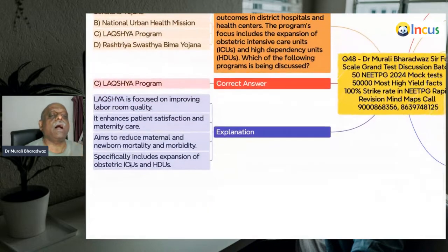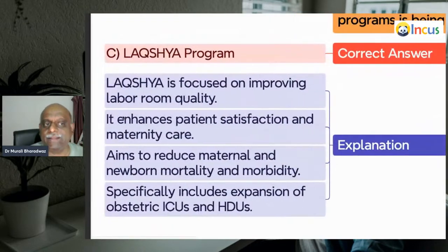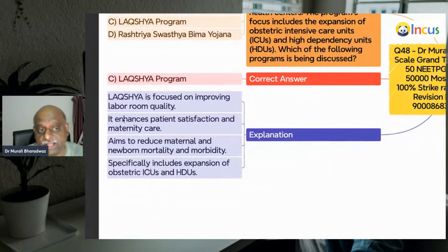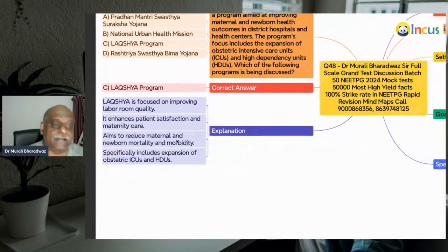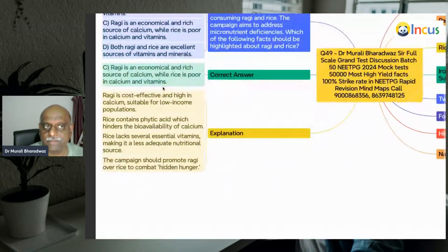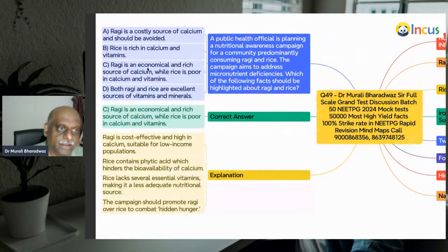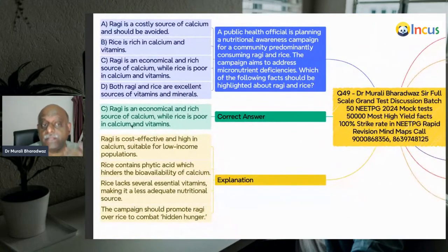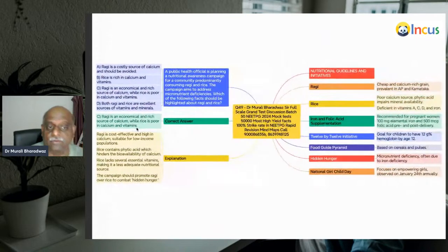So Lakshya is focused on improving labor room quality. It enhances patient satisfaction and maternity care, is what you need to remember. Ragi is an economical and rich source of calcium, while rice is poor in calcium and vitamins, is what you need to remember.